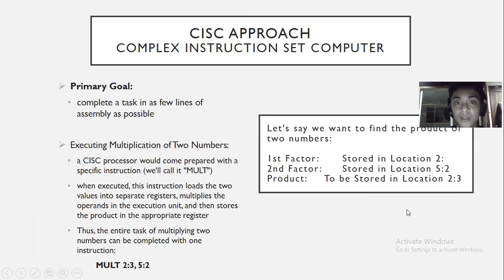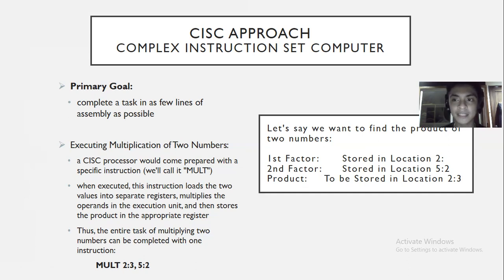Well, here are the differences between CISC and RISC. Let's start first with CISC. CISC stands for Complex Instruction Set Computer. It can sometimes be called Complex Instruction Set Computing. So what is this actually? The primary goal of a CISC is to complete a task in as few lines of assembly as possible.